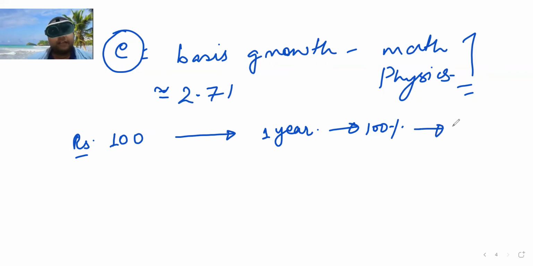How much money will you have at the end of the year? You will have 200 rupees. Correct? You will have 200 rupees.